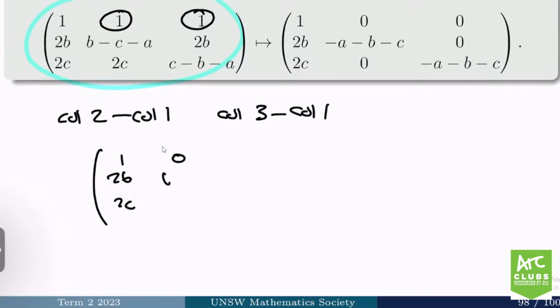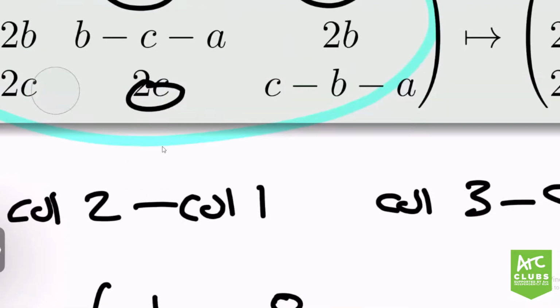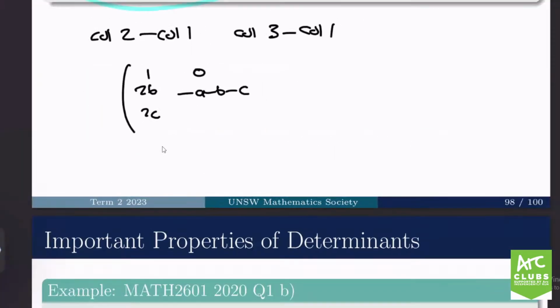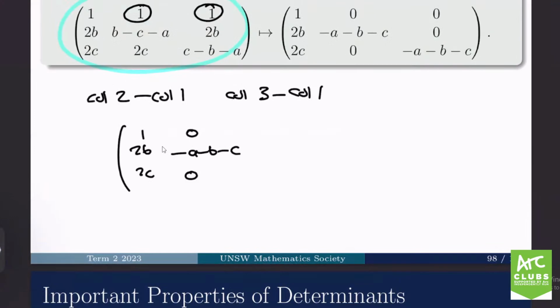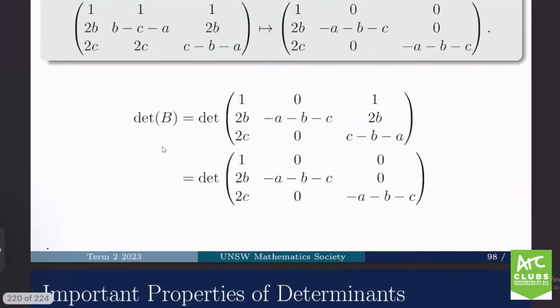Then we'll have b minus c minus a minus 2b, which gives me minus a minus b minus c. And then we'll also have 2c minus 2c, which gives me 0. And we'll have 0 minus 2b is 0, and then we'll have minus a minus b minus c as well. And then we'll be done.